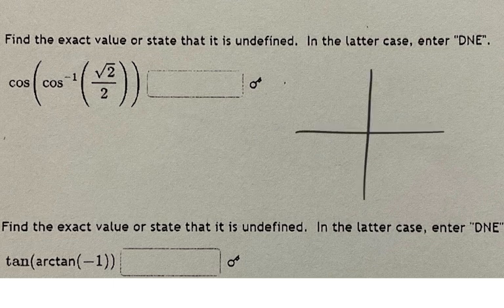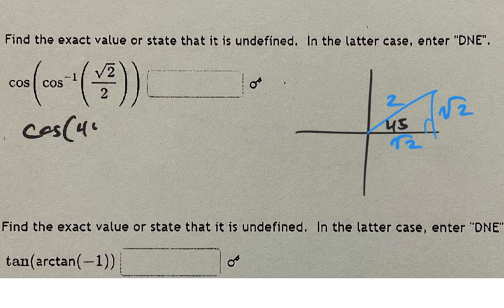So, I've got the inverse cosine of radical 2 over 2. Inverse cosine is defined in quadrants 1 and 2. Because it's positive, I'm in quadrant 1. In quadrant 1, cosine is the adjacent over the hypotenuse. Means this is radical 2, means this is 45. Which means I'm really finding cosine of 45 degrees. What is cosine of 45?